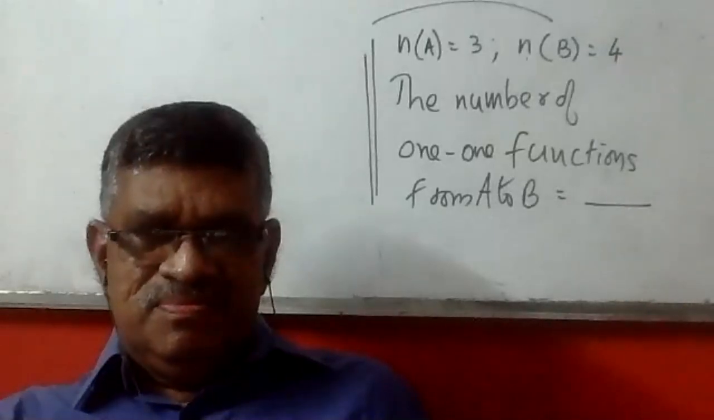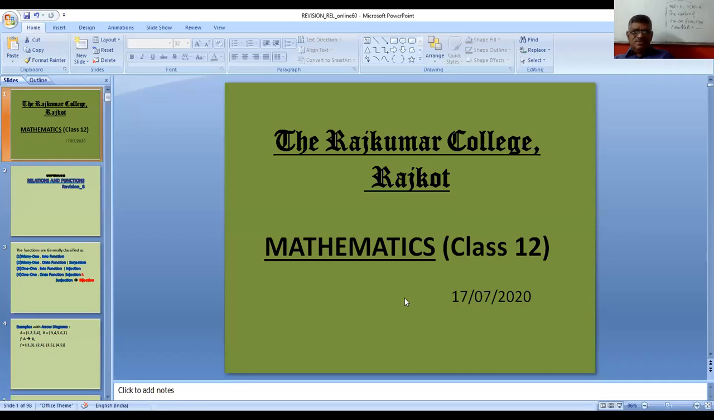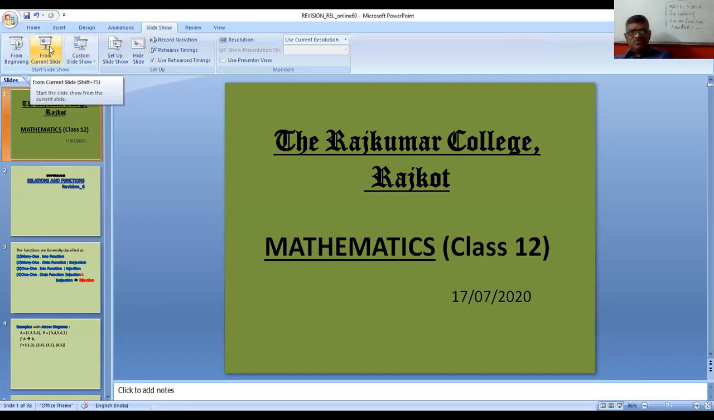Answer it. Sir, 24. You are right. Can you tell how? Sir, first, there are 3 elements in A and 4 elements in B. So for the first element, there are 4 possibilities. Then for the second element, there are 3 possibilities. And for the third element, there are 2 possibilities. So 4 into 3 into 2.